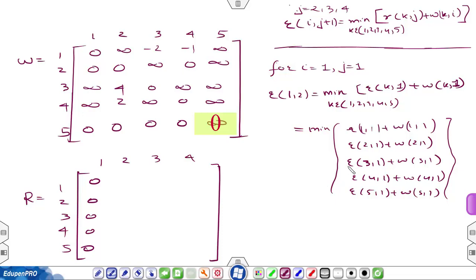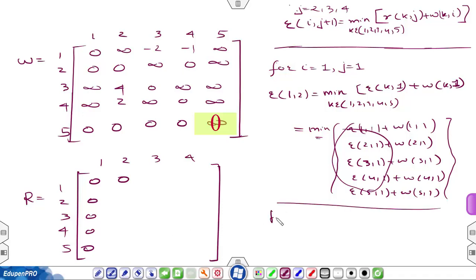Okay, so the value in the first column of matrix R is 0. Directly you can refer to the adjacency matrix: 1 comma 1 means first row first column, 2 comma 1 second row first column, 3 comma 1. So these belong to the first column in the adjacency matrix. You have to select the minimum one, so you can easily select the minimum, which is 0.